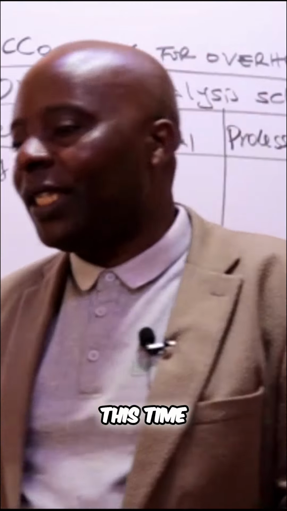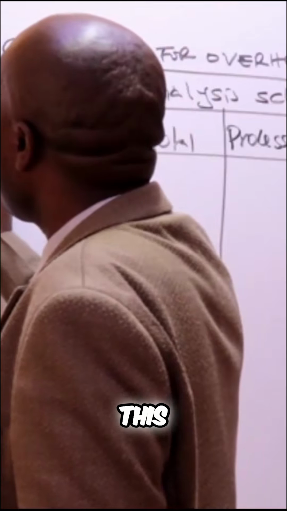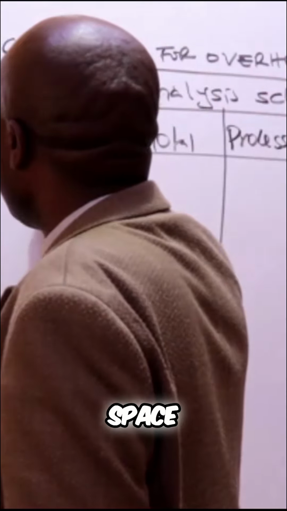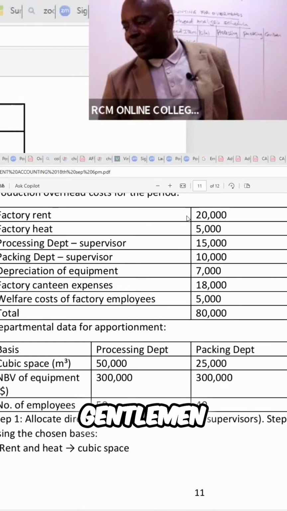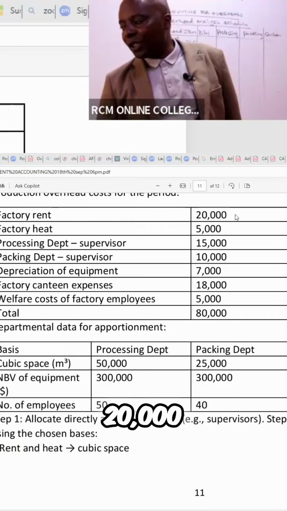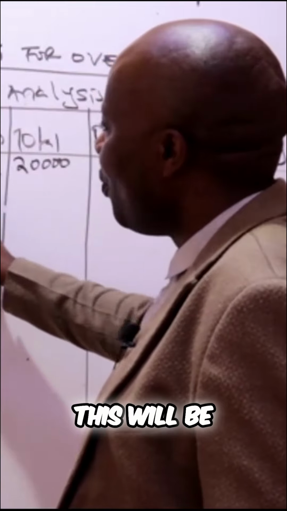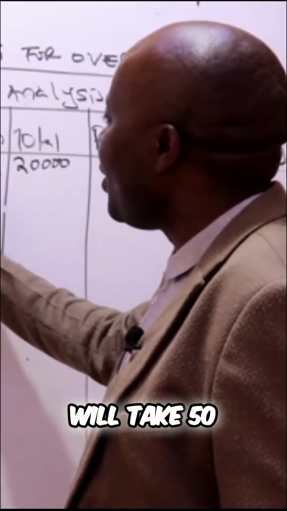In this case, for factory rent, we are using cubic space. The more space you have, the more rent you absorb. The ratio is 50 is to 25 is to 5. Remember the factory rent itself is 20,000. When you add these ratios, it is 80, so the first one, processing, will take 50 over 80.